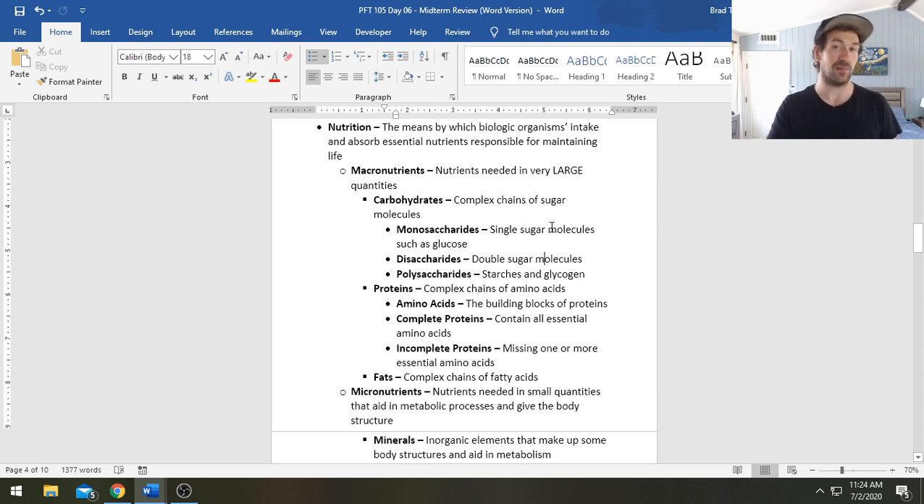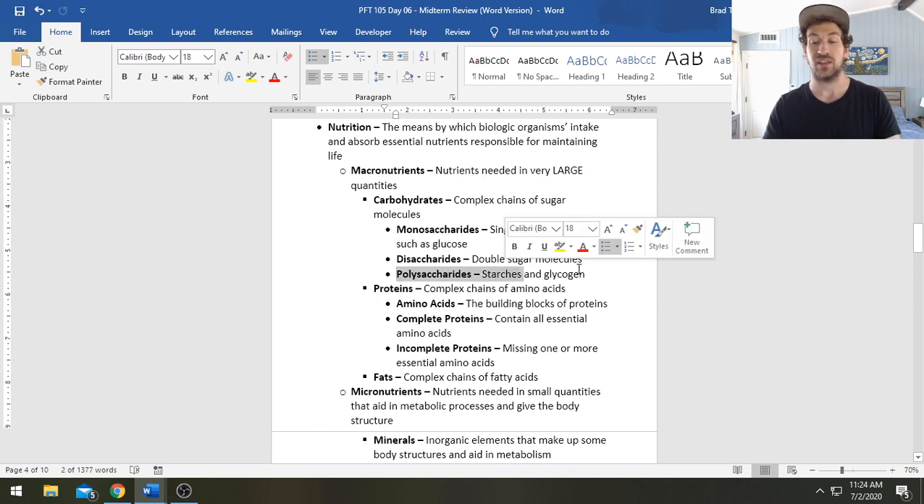They're slightly more complex. They're twice as large because they're 2 sugar molecules bound together, but they're still relatively simple. We would still consider this a simple carbohydrate. And then we have polysaccharides, such as starches and glycogen. These are really complex carbohydrates that take a lot longer to break down because of their big, long chains. And so that's why we have our digestive system to help us break this down.